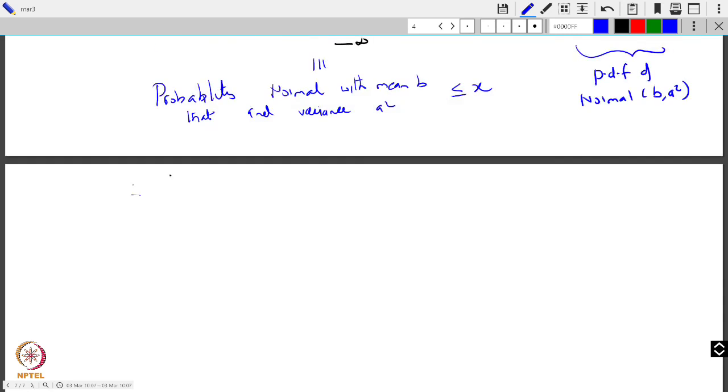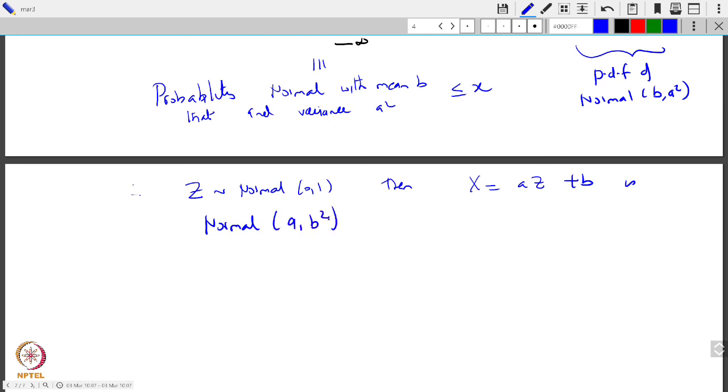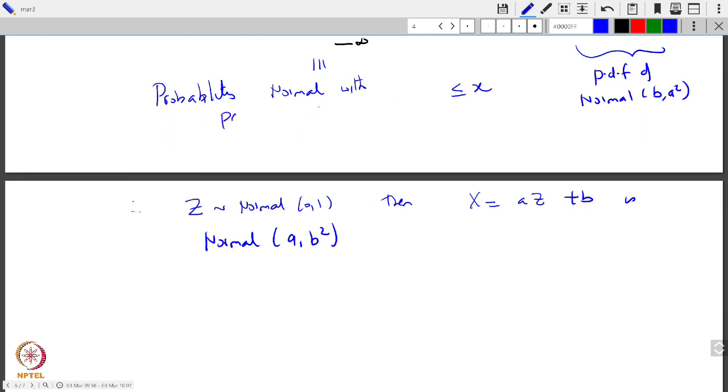Therefore, what we have shown is if z is normal 0, 1, then x, which is az plus b, is normal with parameters a and b squared. So here I should backtrack again. I should not say mean b and variance b squared. I should just say normal with parameters a and b squared.